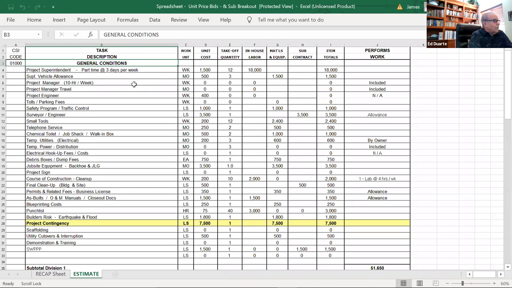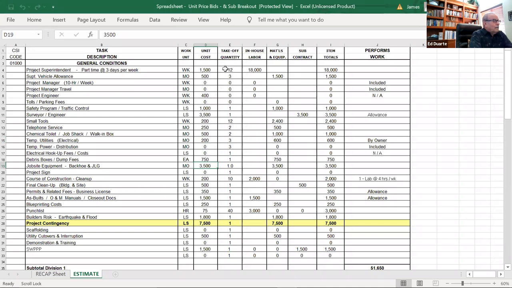General conditions, i.e. job site supervision, is not part of overhead. This is a job cost. So the categories are task description, a work unit, which will be week, month, lump sum, each, hour, etc. The second column, D, is unit cost, $1,500 a week for a superintendent. A survey engineer, I have a quote, a lump sum, a quantity of one for $3,500. Job site equipment, I got a backhoe and a JLG. I want them on site for 1 month for $3,500 cost.